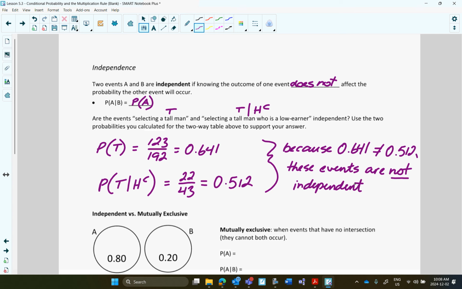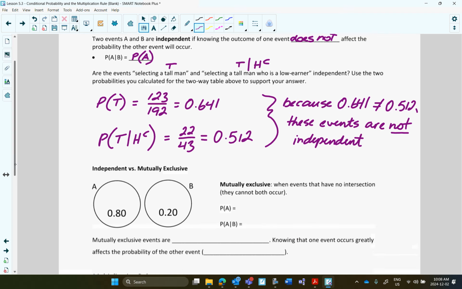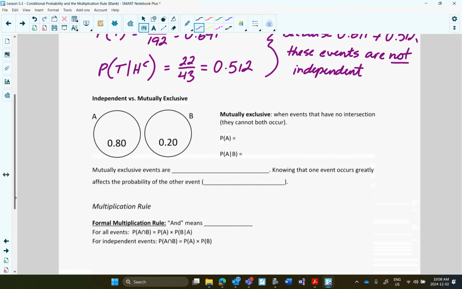Remember in the last lesson, we talked about mutually exclusive, two events that can't happen at the same time. Like if you roll the die, you can't get a 2 and a 6. You get a 2 or a 6. So what about independence versus mutually exclusive? Remember, like I said, mutually exclusive is when events have no intersection or they both can't occur. So we can see here that these are mutually exclusive events.